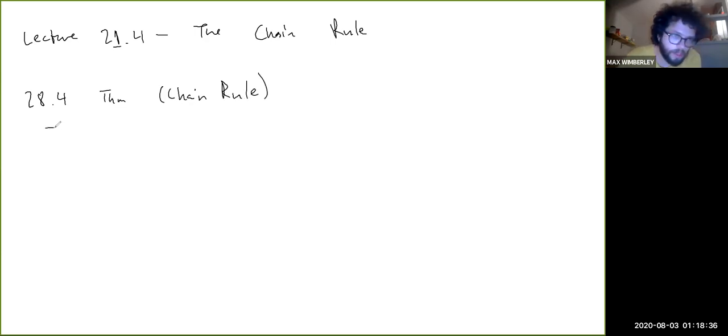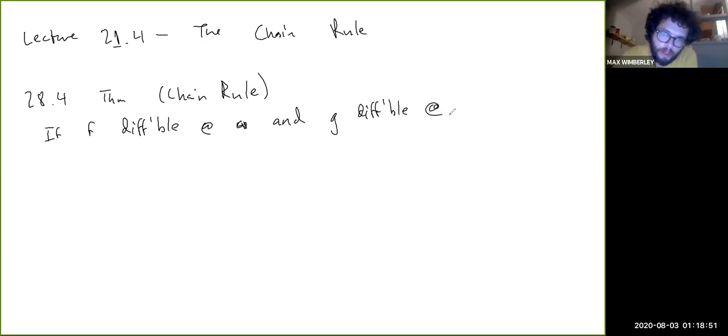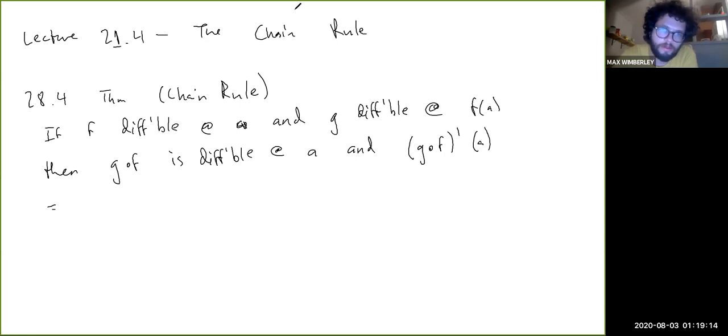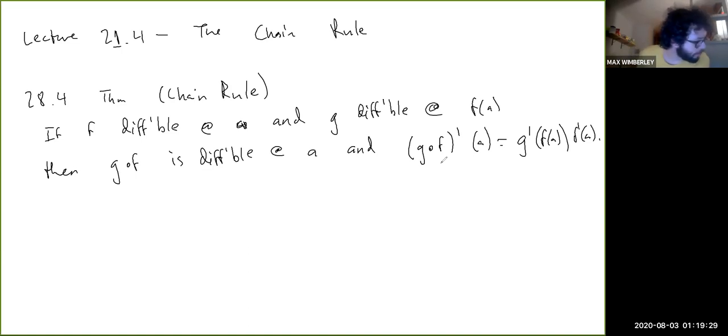So the chain rule says if f is differentiable at a and g is differentiable at f of a, then g compose f is differentiable at a and g compose f prime of a equals g prime of f of a times f prime of a. Okay?